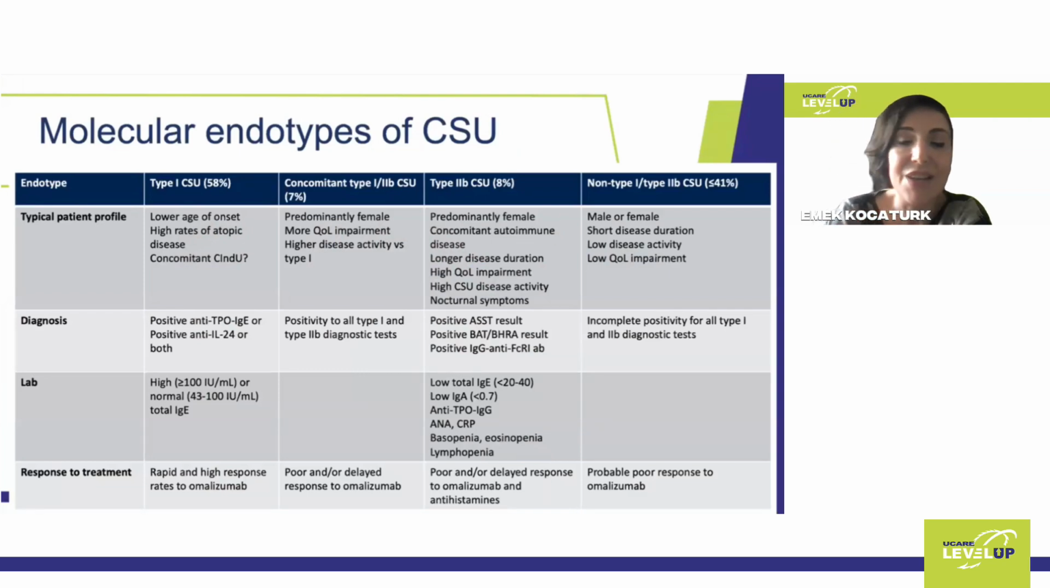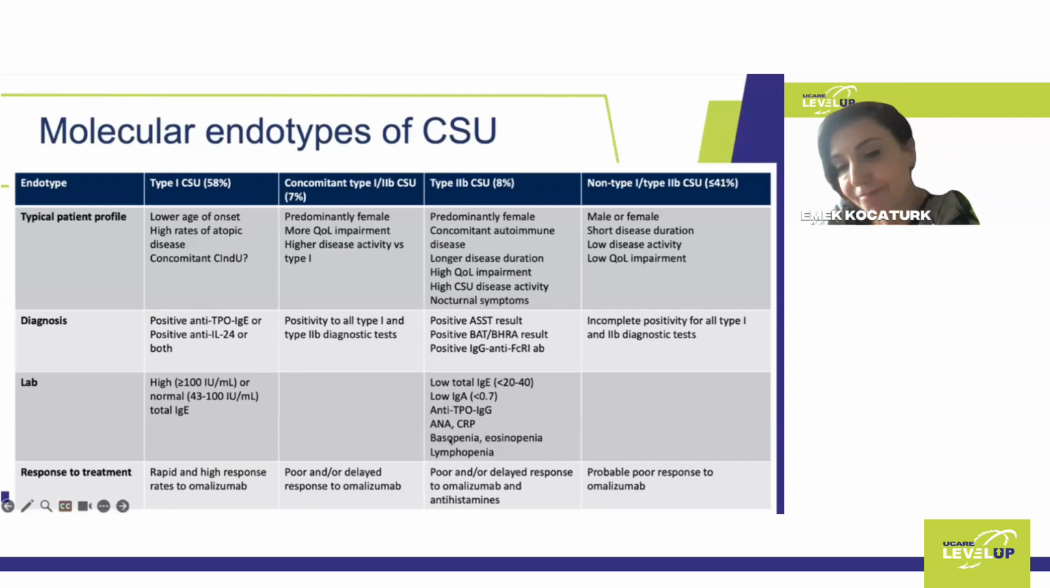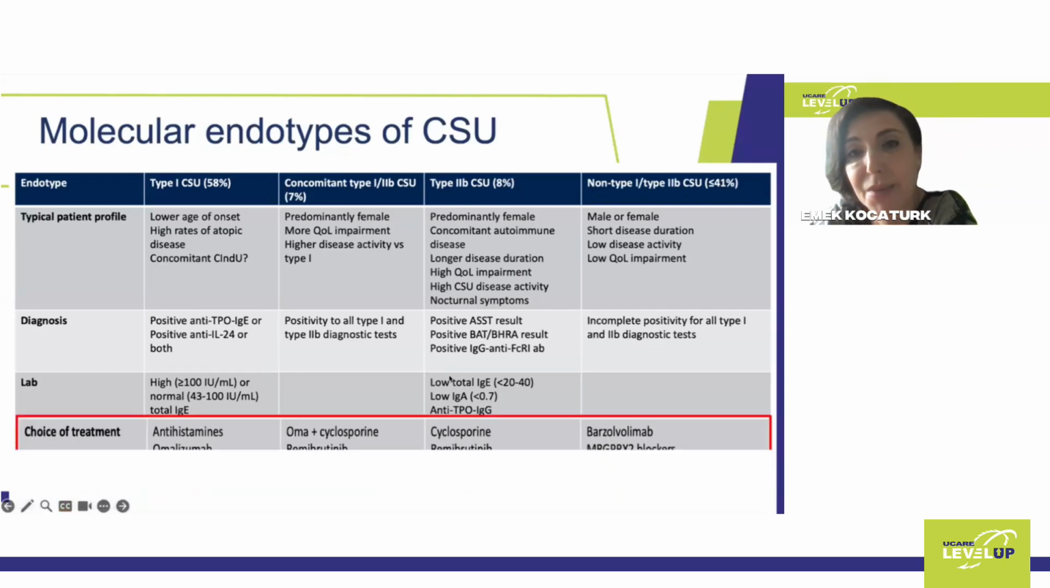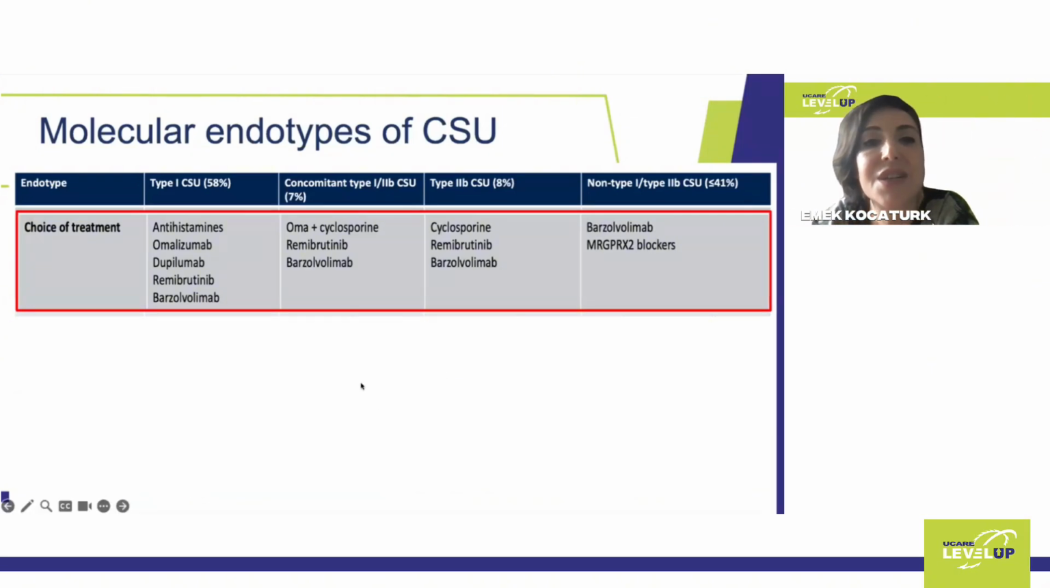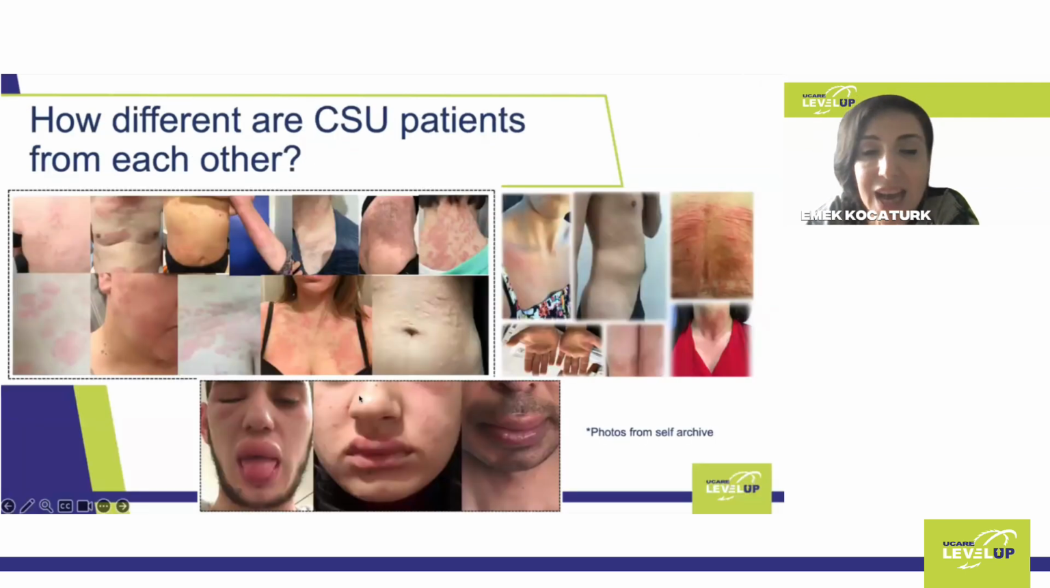This study is a very nice summary of what we currently have as molecular endotypes of CSU, as Murat already mentioned. So we can have some biomarkers such as total IgE, and maybe we can estimate if a patient is type 2B or type 1 CSU, but currently we are not there yet. Maybe we can also think about treating the patients with different treatments when we know the endotypes of these patients. So let's dive into different clinical endotypes.